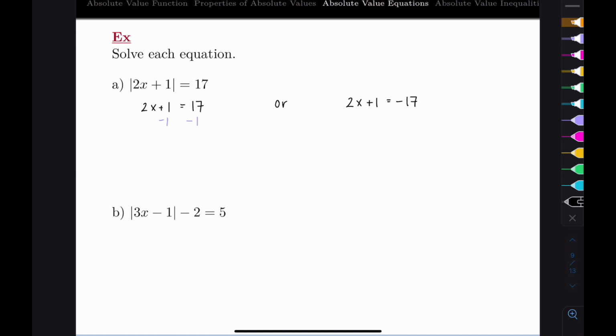We subtract 1. That gives us 2x equals 16. Then we divide by 2, and we get one solution, x equals 8. For the second one, same process. Subtract 1, which gives us 2x equals -18. Then we divide both sides by 2, and we get another solution, x equals -9.